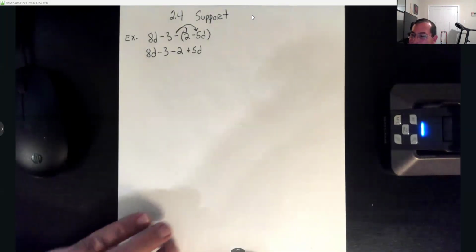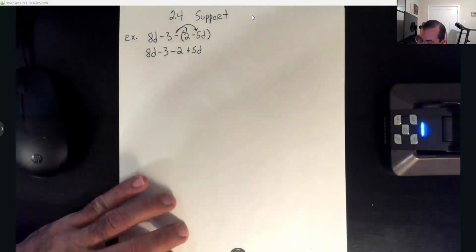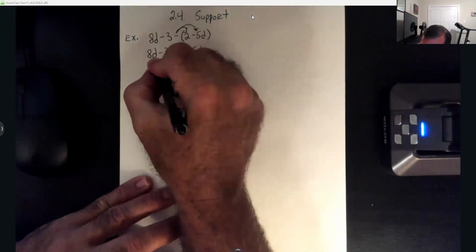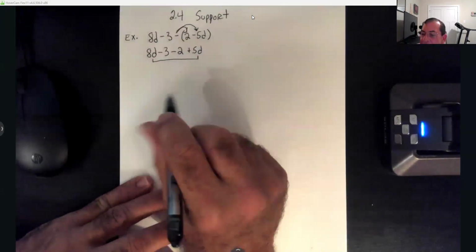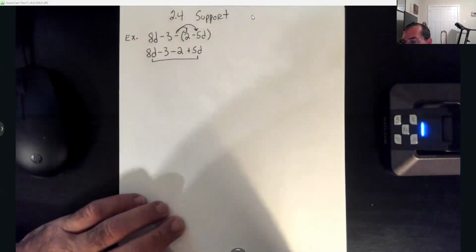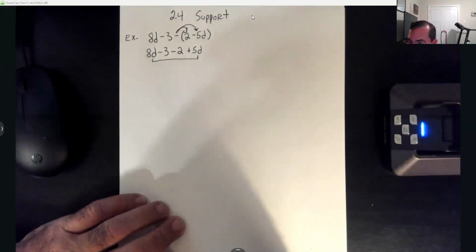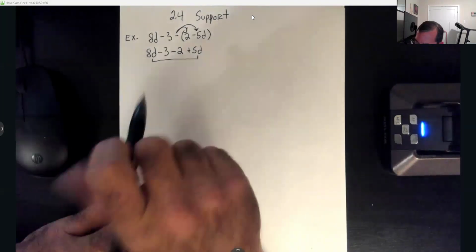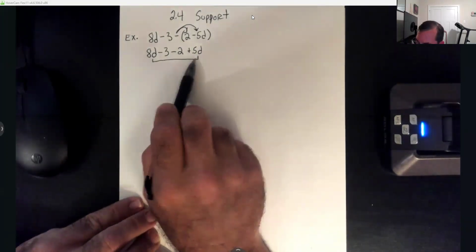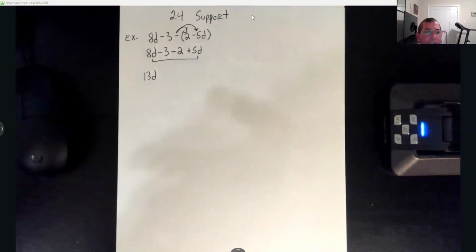Oh, Alicia, good job. You're shaking your head because I got 2 sets of like terms. I got an 8d being added to a positive 5d. Now, y'all, here's another thing you got to realize. When you add or subtract like terms, you cannot change the variable. So if you add 8d to 5d, you got 13d.